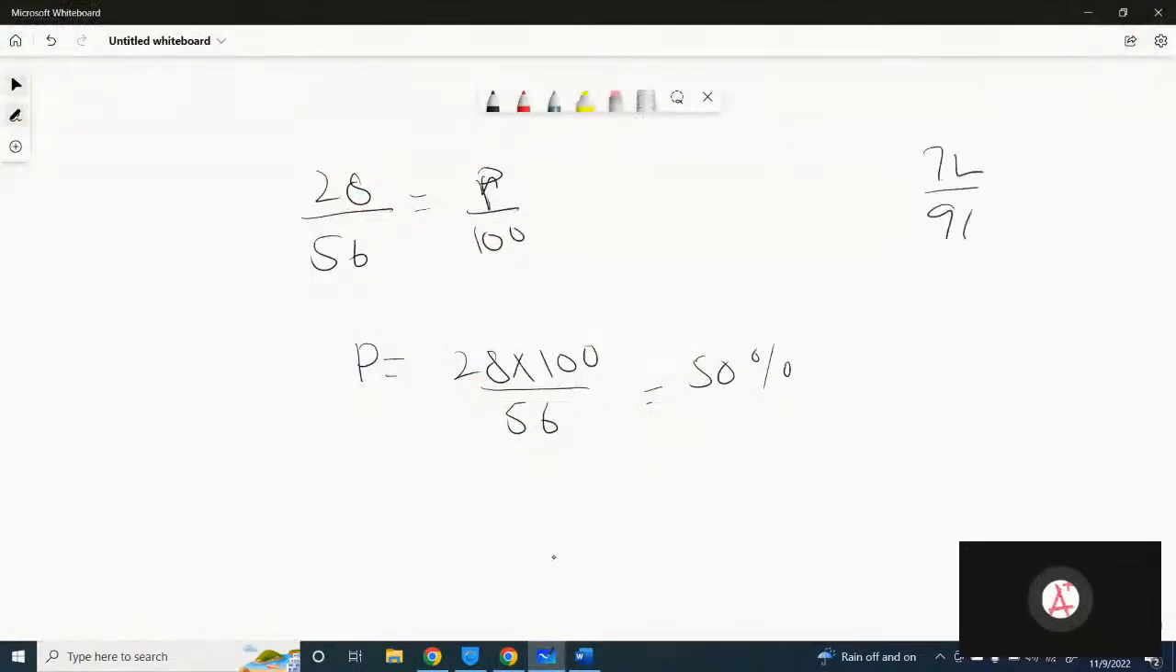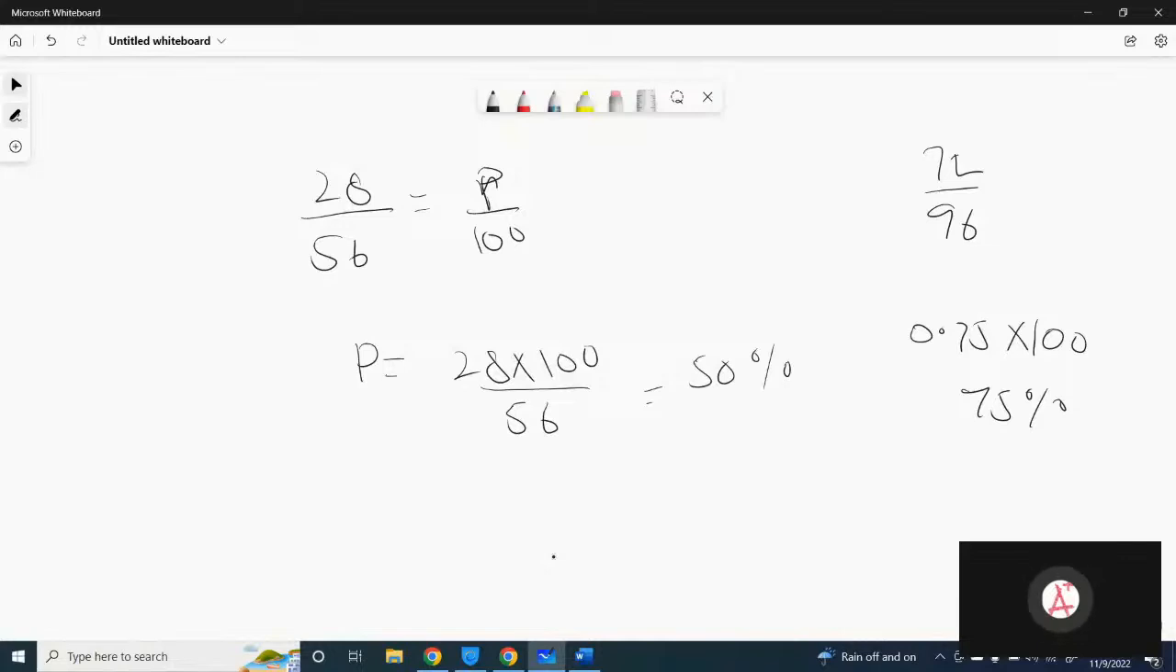72 out of 96. Got it? The easiest way is to divide 72 by 96. It would be 0.75, and then multiply it by 100. It would be 75%. That's the simple way.